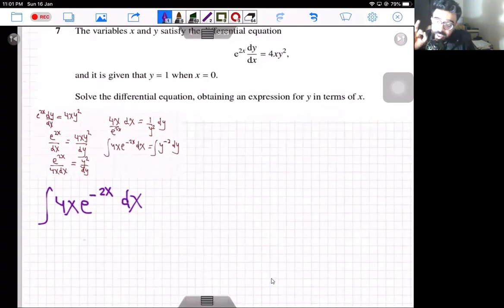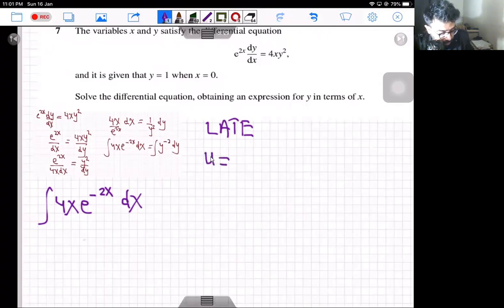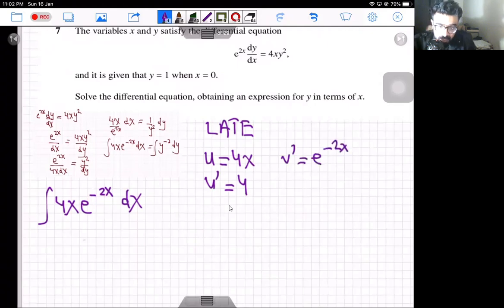According to the LATE rule sequence, first we take the term which is a log, then algebraic, then trigonometric, and then exponential. So according to the LATE rule sequence, u will be taken as 4x, and u dash will be equal to 4. So v dash will be taken as the exponential term. So v dash is equal to e raised to the power minus 2x. If we integrate it, we will get v.